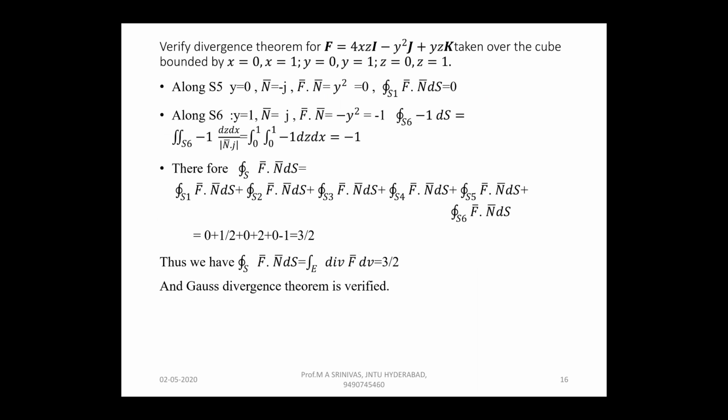Similarly, for S5, that is y is 0, n is minus j bar, this is 0. For S6, n is j bar, so f bar dot n bar is minus y square. Because y is 1, it is minus 1, integral of minus 1 ds. So minus 1 ds is dz dx by n bar dot j bar. So minus 1 dz dx. So it is minus 1 if the limits are 0 to 1.